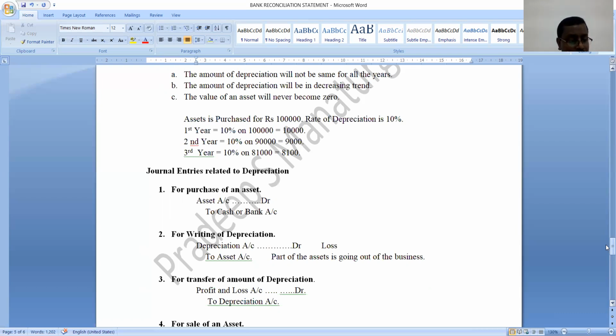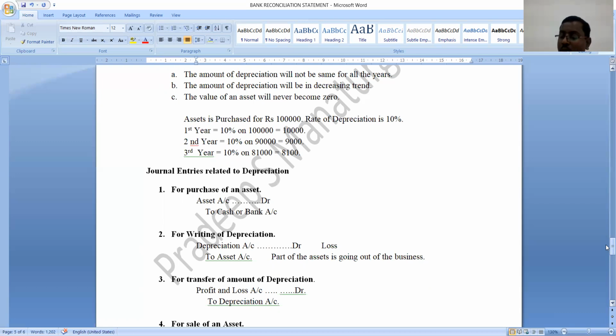And the third journal entry is for transfer of depreciation. Depreciation is a loss and it must be transferred to profit and loss account. So the journal entry will be profit and loss account debited to depreciation account. So this much you must keep in mind for solving problems on depreciation.